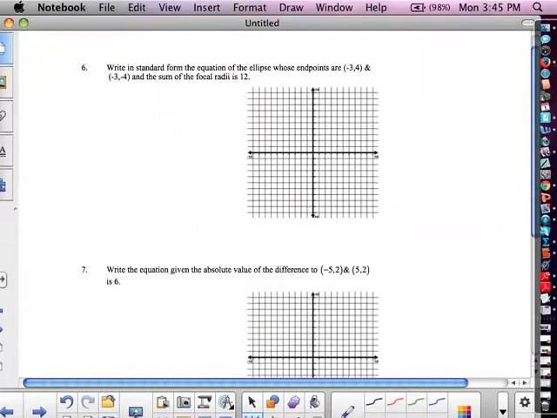Okay, number 6, write in standard form the equation of the ellipse whose endpoints, now I'm given endpoints, and the sum of the focal radii. Remember, the sum of the focal radii is 2a. 2a is the distance between the two vertices. So now let's plot the endpoints, -3, 4, and -3, -4.